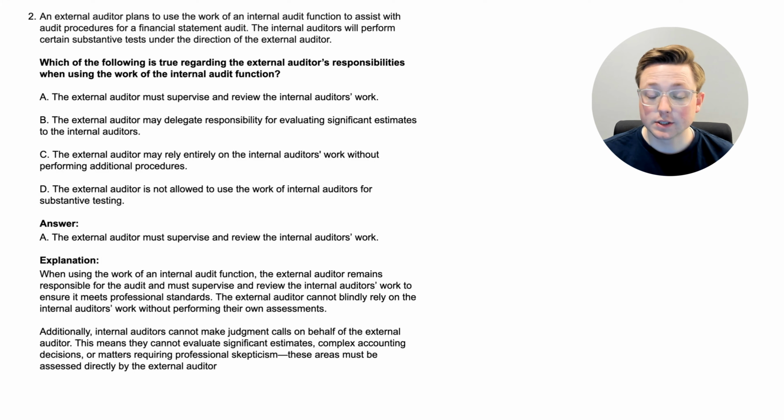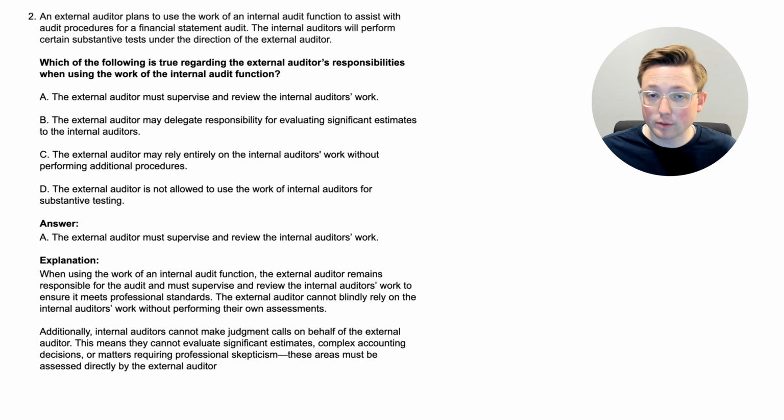Additionally, internal auditors cannot make judgment calls on behalf of the external auditor. This means they cannot evaluate significant estimates, complex accounting decisions, or matters requiring professional skepticism. These areas must be assessed directly by the external auditor. So we learned some more things that external auditors need to be considering when they are using the work of internal auditors, or when they're trying to decide if they're going to use the work of internal auditors. We talked about objectivity and competence, but they also need to know that they're going to have to review and supervise the work of the internal auditors, and that the internal auditors cannot make judgment calls when it comes to the audit.